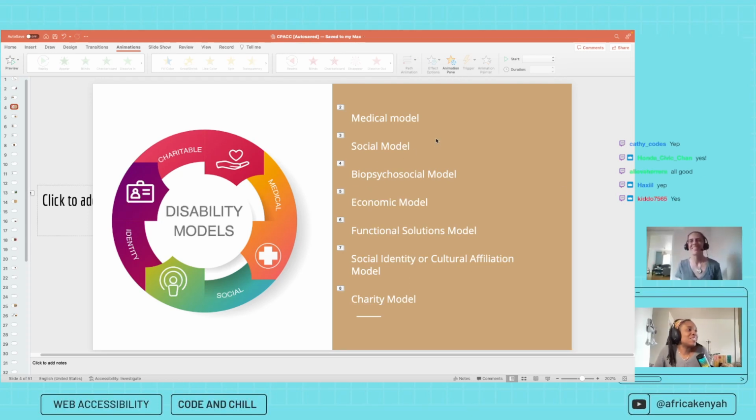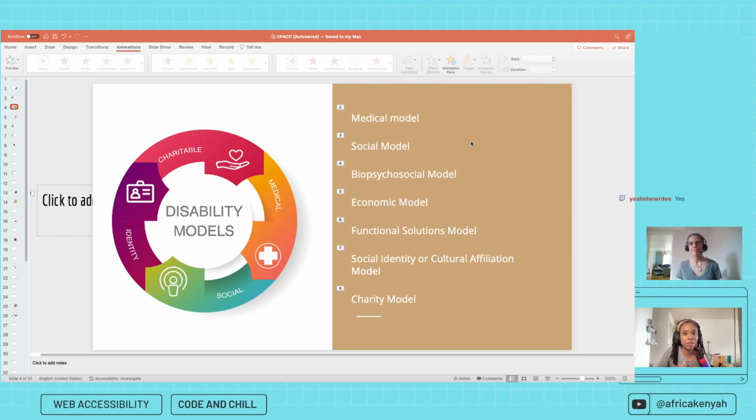All right. So there are a bunch of different models when it comes to thinking about disability. I think the good thing about all of this is that once you hear it, it makes sense, but you just don't think about it day to day. So we have the medical model. The medical model is what I'm the most familiar with. The social model, the biosocial model, the biopsychosocial model, I should say. We have the economic model, functional solutions model, social identity or cultural affiliation model, and we have the charity model. Is anyone familiar with any of these models, by the way?